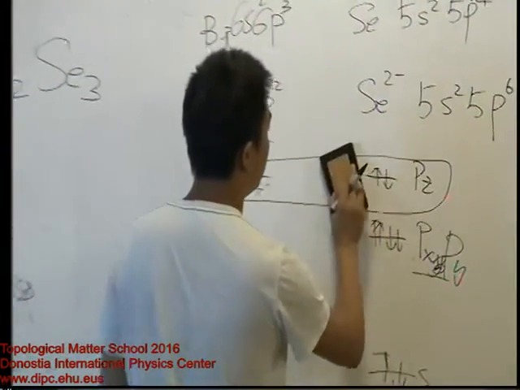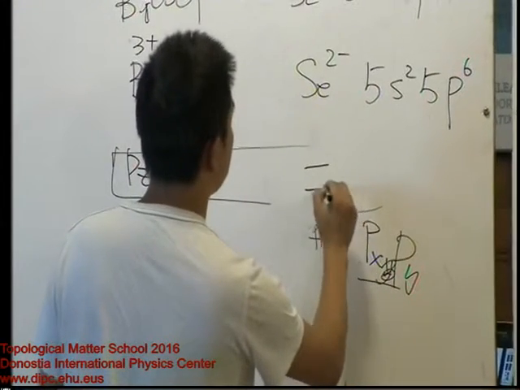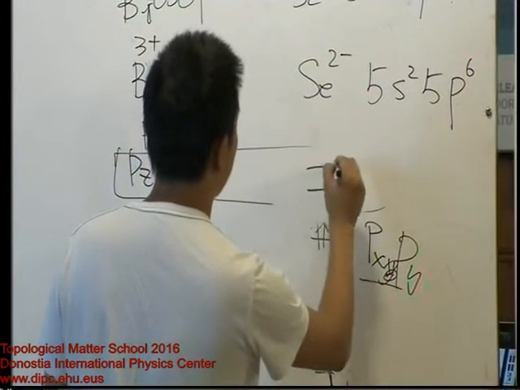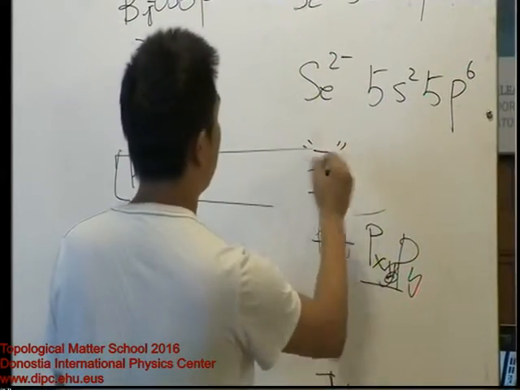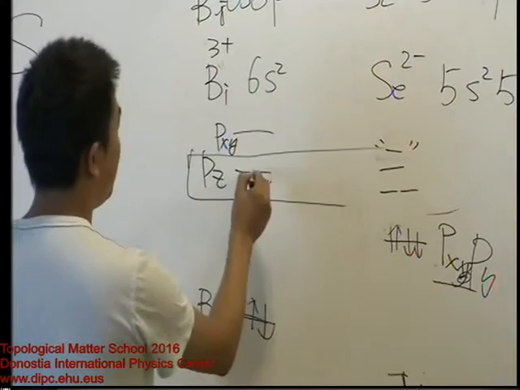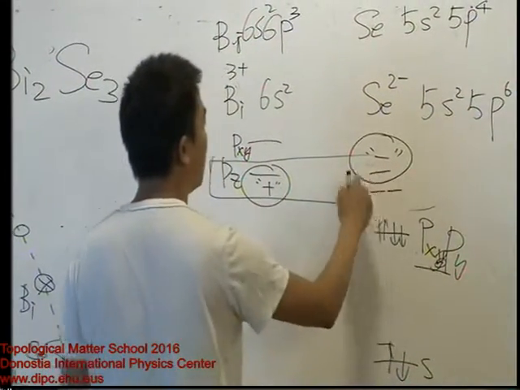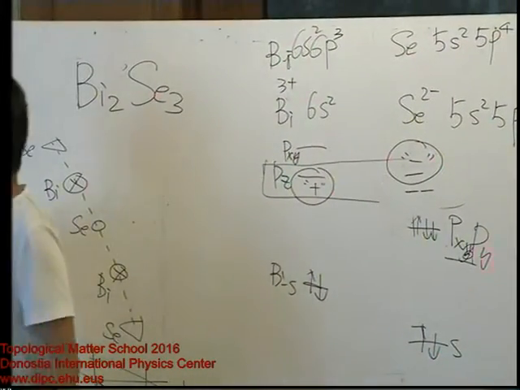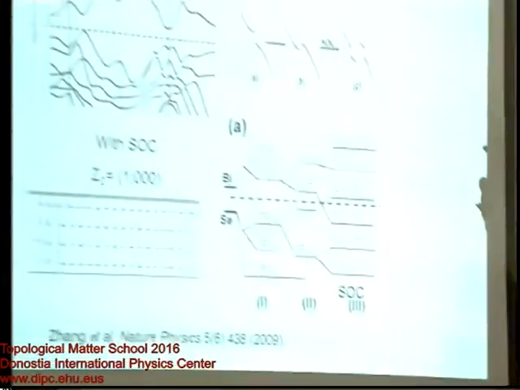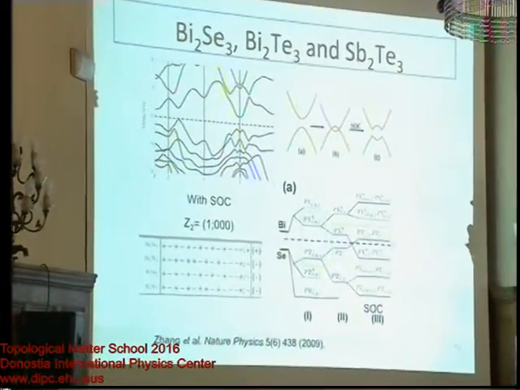Then let's go to PZ. That means there are many possibilities, but one PZ on the top will be negative. This PZ at the bottom is the opposite. These 2 have opposite parity. They tell you simply it's this picture here: the valence band and the conduction band have opposite parity.